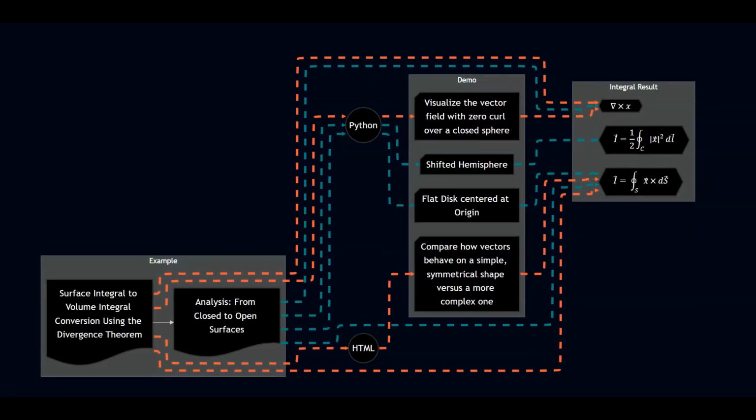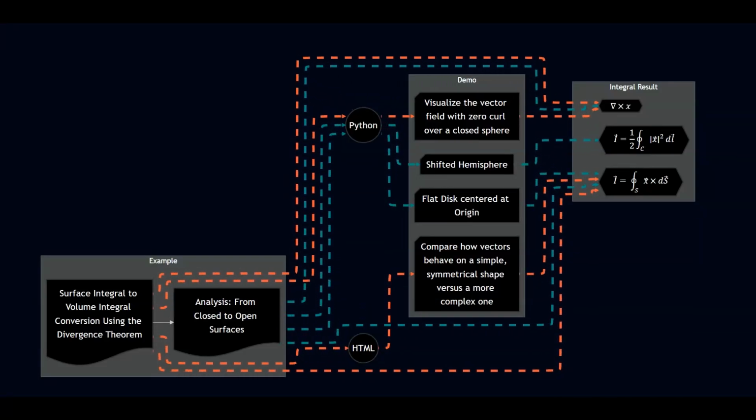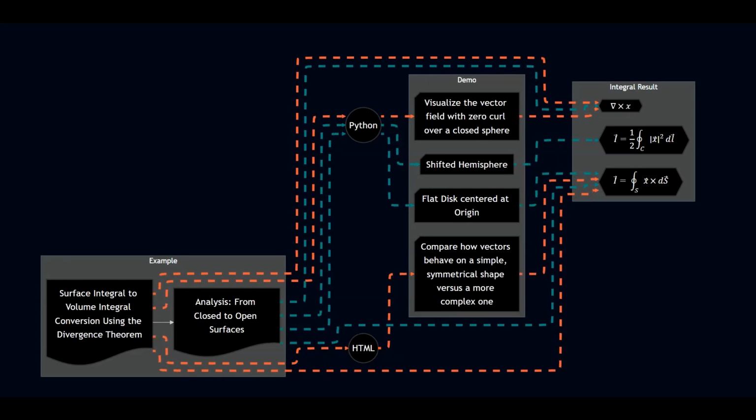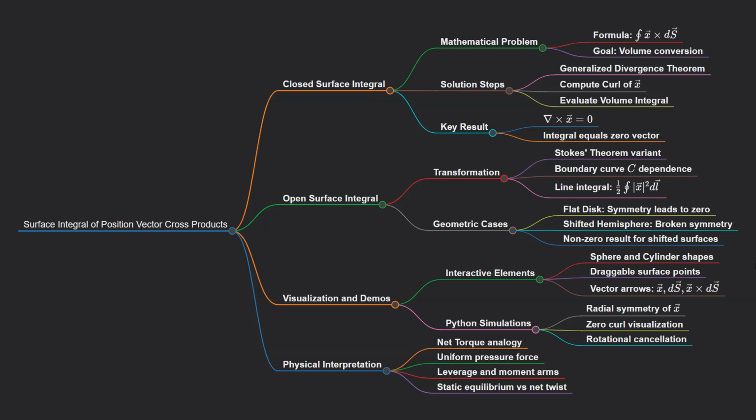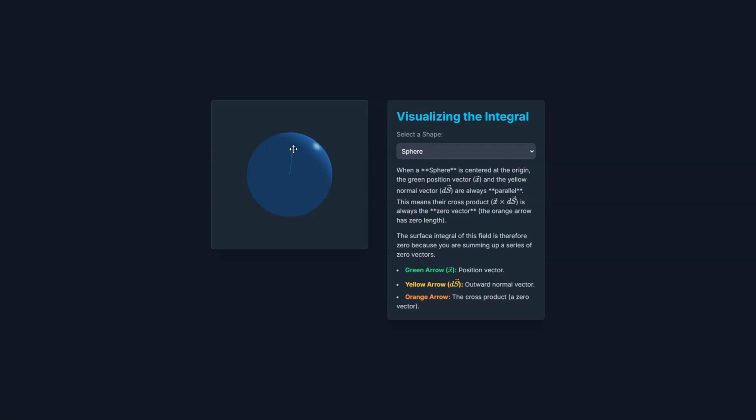Imagine trying to calculate the total twisting force exerted on the surface of an object by its own position relative to a central point. In physics and geometry, this is often represented by a specific type of calculation called a surface integral of a cross product. Specifically, we are looking at how a position vector, an arrow pointing from the center to any point on the surface, interacts with the direction the surface is facing at that exact spot.